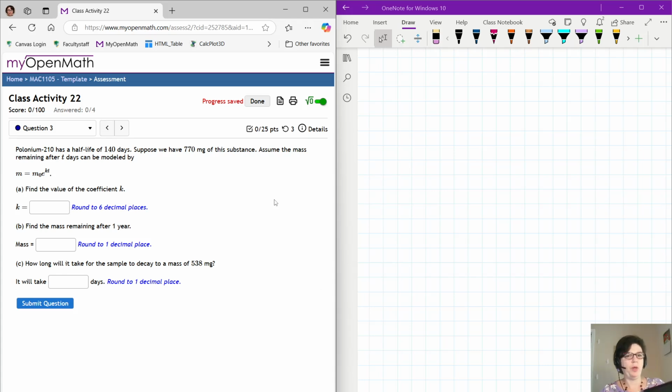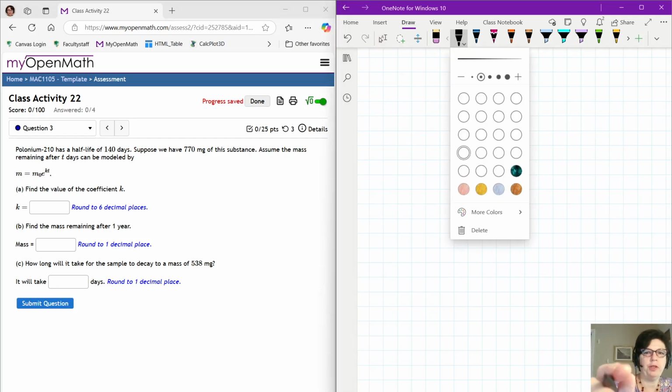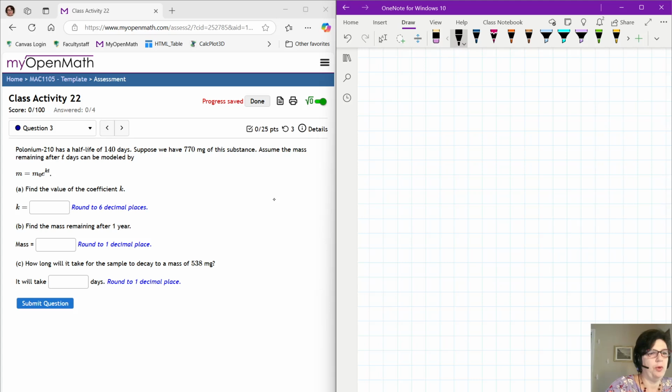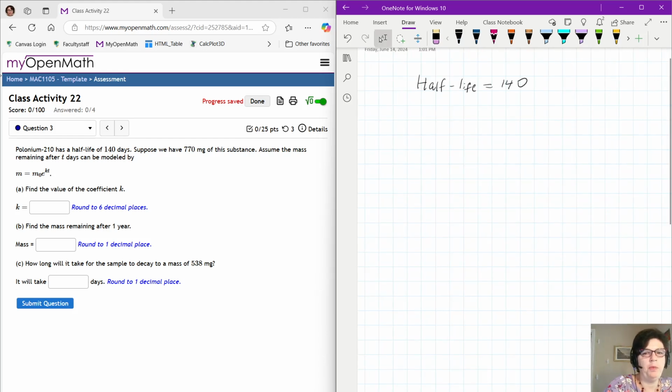Okay, so in this video, we are going to talk about decaying. In this case, there is some radioactive material called polonium-210, and it has a half-life of 140 days. So what does that mean, half-life? It says half-life equals 140. So let's take a look at what happens. In the beginning, I will just say that the mass M0 of the substance is 770 milligrams.